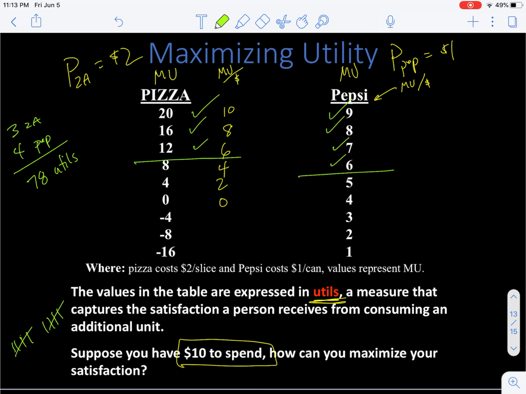What if I gave up 2 Pepsis in order to buy a slice of pizza? Those last two Pepsis gave me 6 plus 7. That's 13 units of happiness that I would be giving up in order to gain 1 slice of pizza, which would give me 8. Well, that's going to drive my total utility down as well. So there is the bang for your buck, the marginal utility per dollar in action.